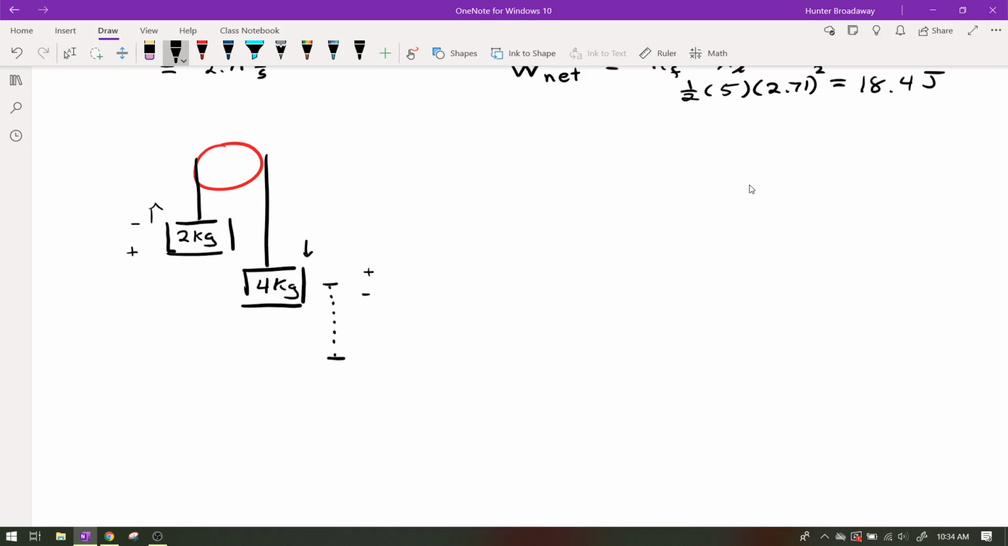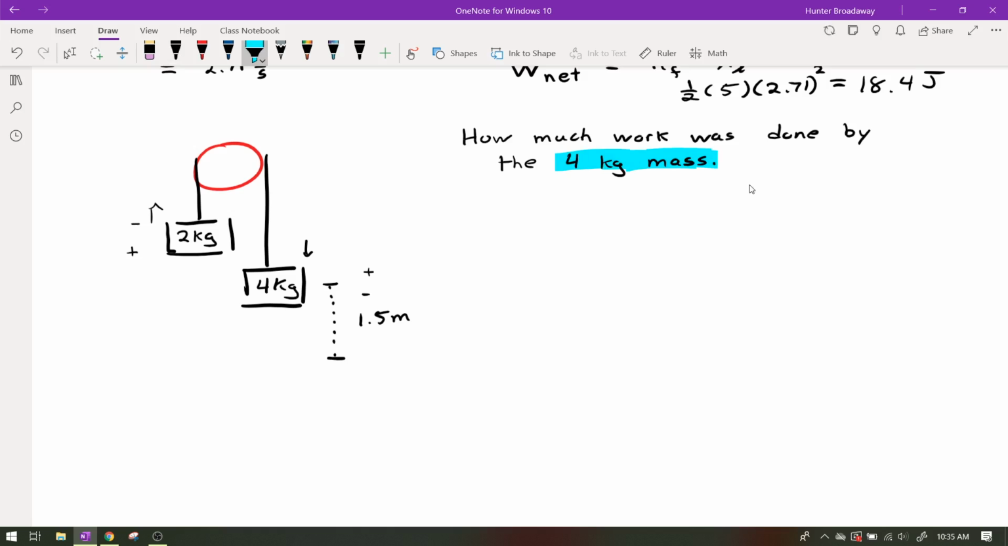Okay, so let's say that during the time of the Atwood machine going from one location to another, it travels over 1.5 meters of distance. So it's just going down. And what we want to find out is how much work was done by the 4 kilogram mass. Just the 4 kilogram mass. Only the 4 kilogram mass. How much work was done?